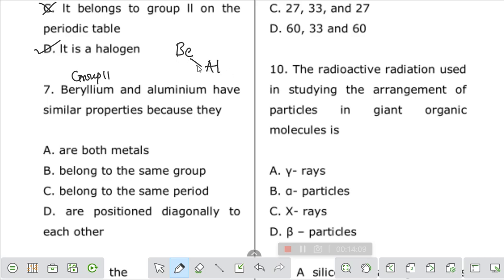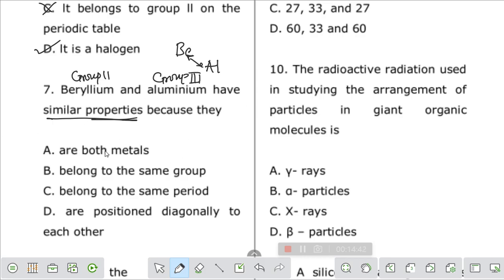So they are diagonally placed together. Because of that, although aluminium is in group 3, period 3, while beryllium is in group 2, period 2, both of them will have similar properties because they are diagonal to each other. I told you this thing, that we have something we call diagonal relationship. This diagonal relationship means elements that are diagonal to each other will have similar properties. So that's why they have similar properties.